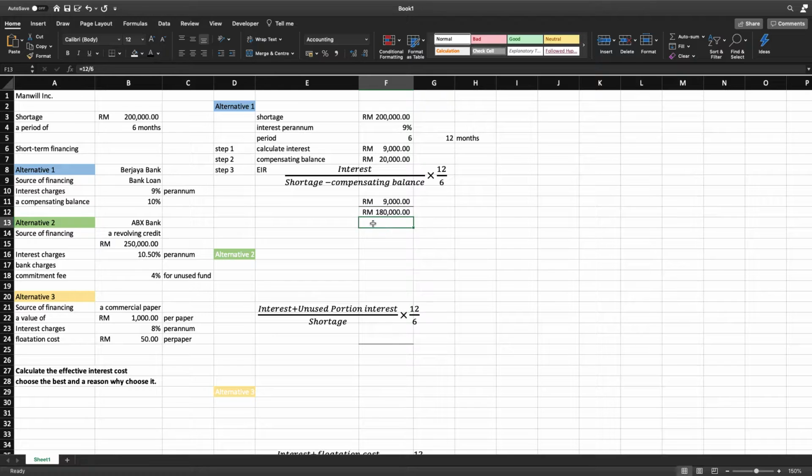The period is 12 divided by 6, so you will get 2. The 9,000 divided by 180,000, multiplied by 2, so the EIR is equal to 10%. When you calculate, it will not be in percentage, but you need to convert it into a percentage. So that will be acceptable.